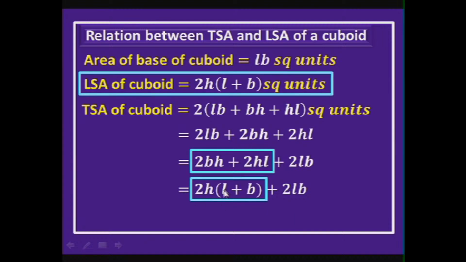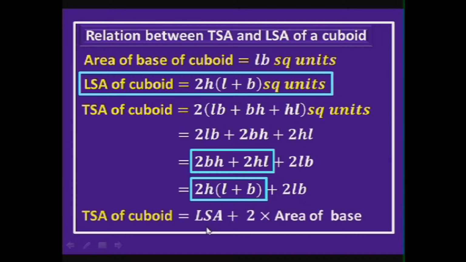But what is 2H into (L plus B), children? Yes, this is nothing but the lateral surface area of cuboid. And in 2LB, LB is, yes, the area of base of the cuboid. That means, 2LB becomes 2 into area of base. So, I can write this part as LSA of cuboid plus 2 into area of base of cuboid. So, hence I can say that the total surface area of cuboid is equal to lateral surface area of the cuboid plus 2 into area of its base. So, this is the relationship between the total surface area and the lateral surface area of a cuboid, children. I hope you understood the relationship.